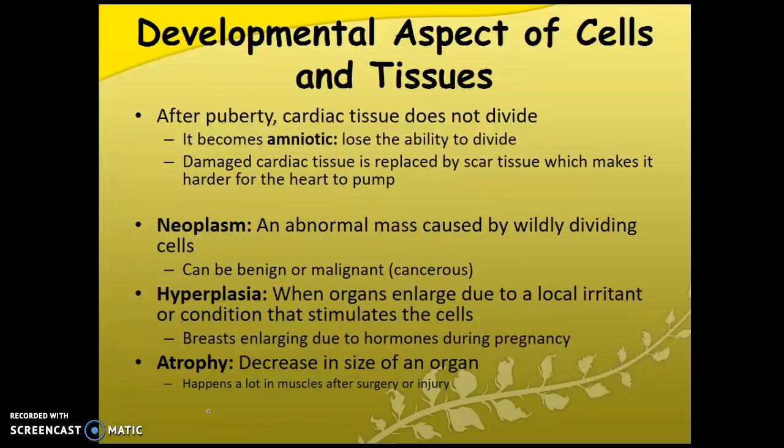Then we have hyperplasia. This is when organs enlarge due to maybe a hormone or an irritant. For example, when you get pregnant, your breasts enlarge so it's easier to breastfeed. And then atrophy is the decrease in the size of an organ. Happens a lot after surgery. For example, you have a lot of muscle atrophy when you get surgery on a certain area.